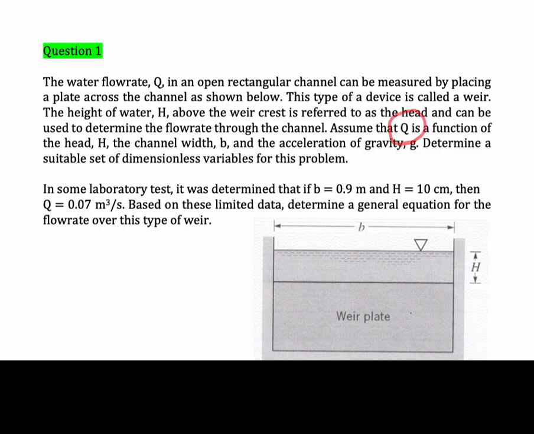So from this question, how do we determine the subject? It is very simple. You just see the words "is a function of". If it says that Q is a function of, it means Q here will become the subject, something that we need to solve. Then it says that it is a function of head, channel width, and the acceleration of gravity. So we find that there are only 4 parameters, which are Q, H, B, and gravity.